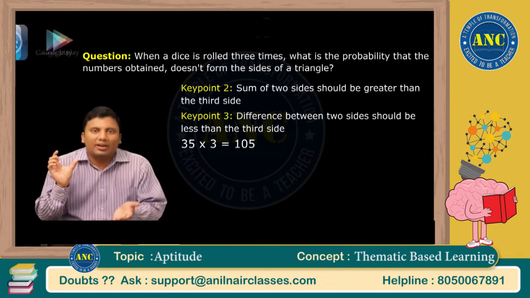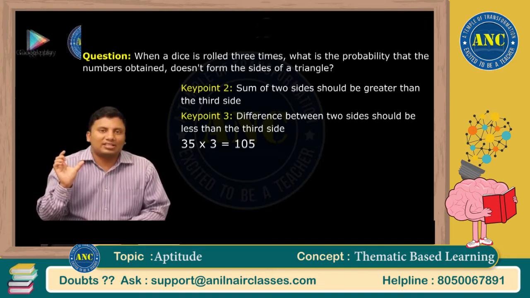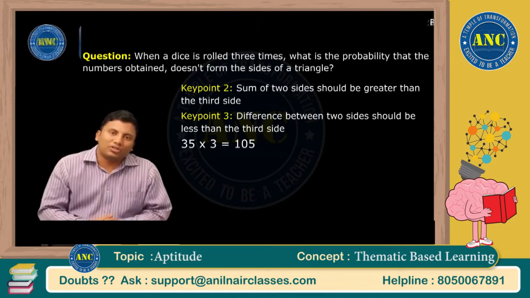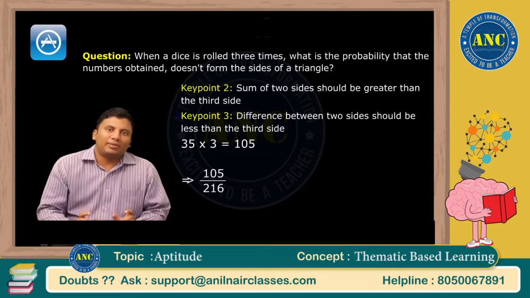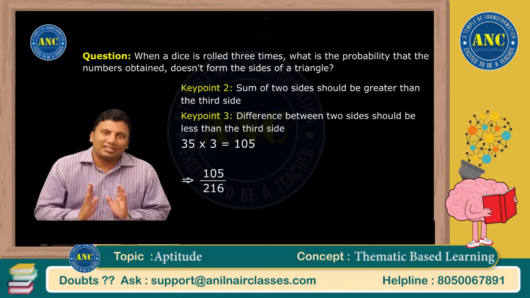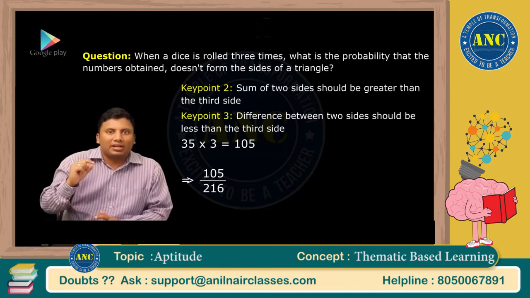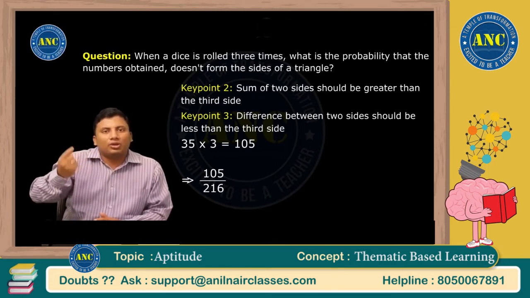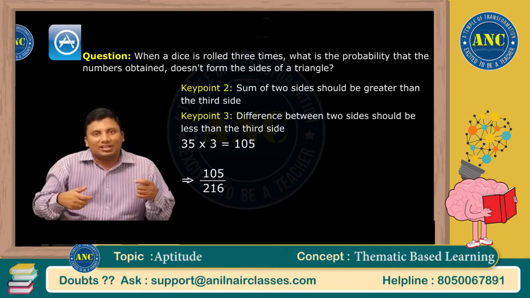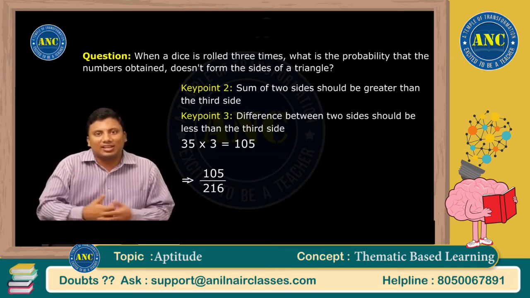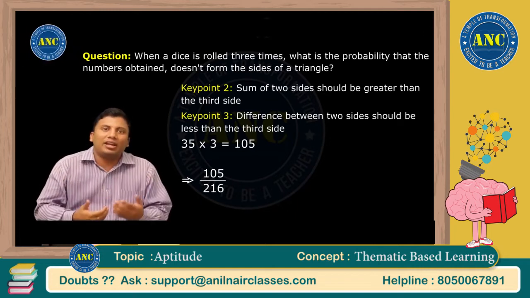When you roll a die, one time any of the 6 cases can come. Second time any of the 6 cases can come. Third time also any of the 6 cases can come. So 105 divided by 216. The answer is 105 divided by 216. Please understand the pattern. Do not keep on doing enumeration-based problems. 1, 3, 6, 10, 15, 21. This series is called a triangular series. So by understanding the triangular series, you can save a lot of time in enumeration.